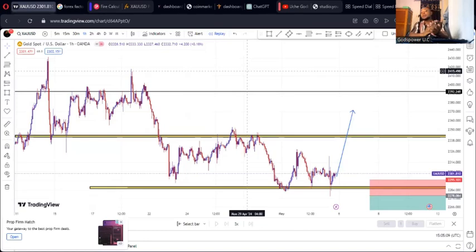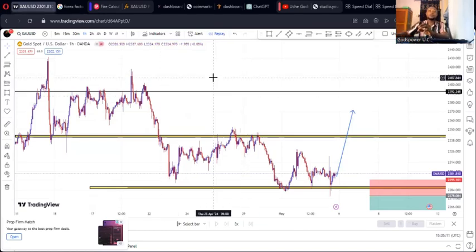So I believe you can see my screen right now. So this is my screen on XAUUSD. Let me go ahead and give me a minute.